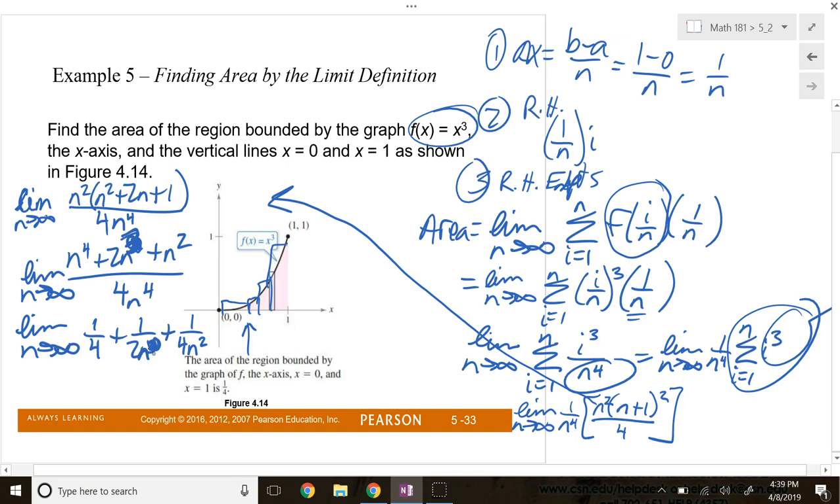Either way, when I run the limit right here, that's going to go to 0 because I'm going to have this huge number in the denominator. That's going to go to 0. Guess what our area is? Our area is.